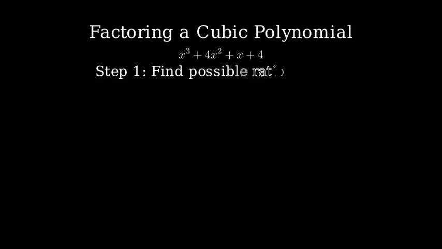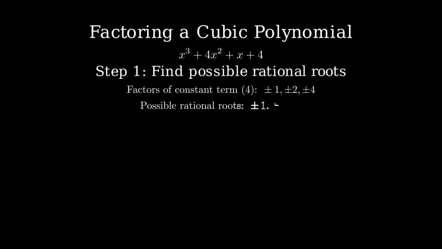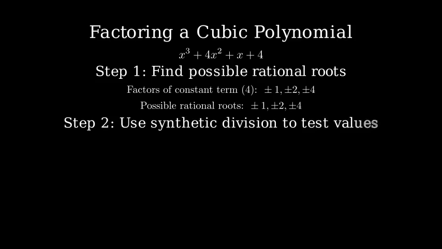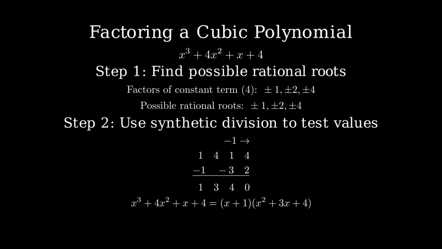To do this, we'll use the rational root theorem. The possible rational roots are plus or minus the factors of the constant term divided by the factors of the leading coefficient. Let's test these values using synthetic division. We'll start with -1. When we divide our polynomial by x plus 1, we get x squared plus 3x plus 4.